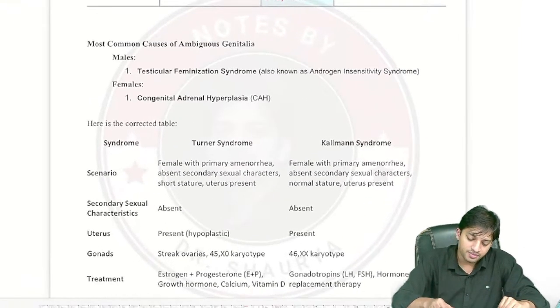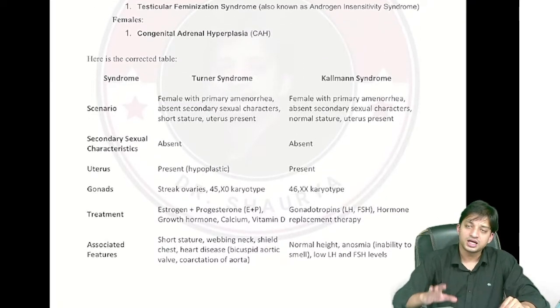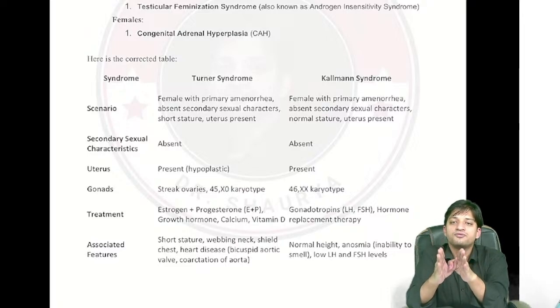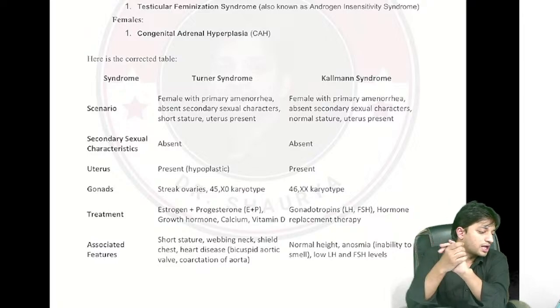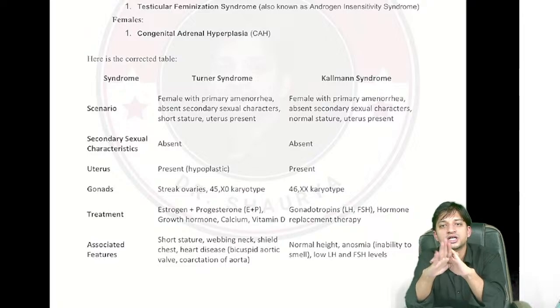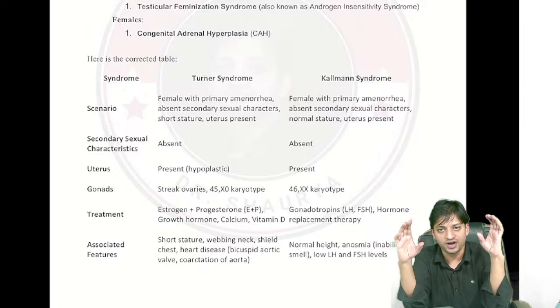Now, tell me guys, the one question I will ask you: whether a patient of Mullerian agenesis, if she wants to conceive a child, can she conceive a child or not? Can anybody answer? So yes, she can conceive. How? Via assisted reproductive techniques, because she has a viable ovary.